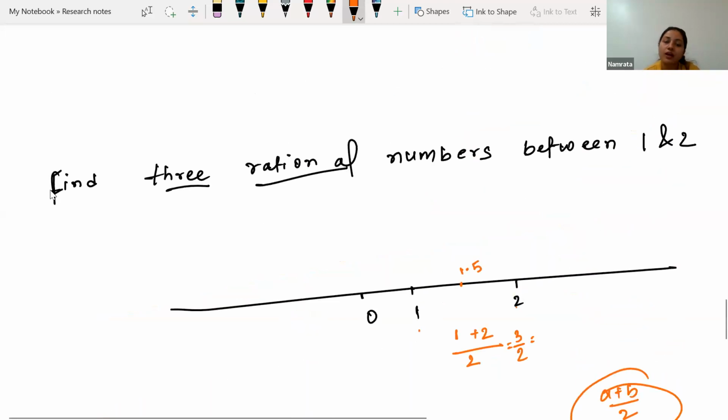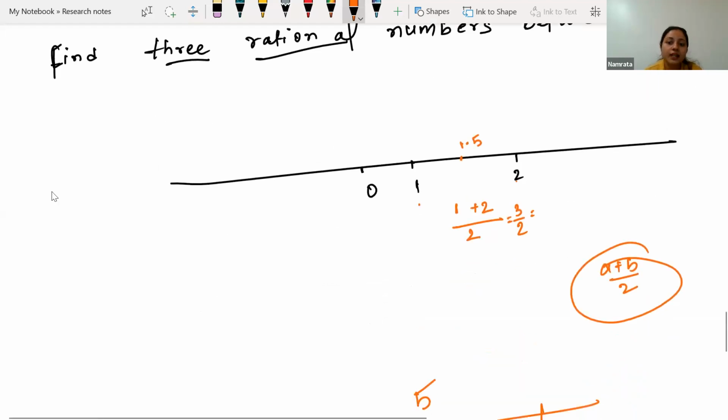Not only here, everywhere in mathematics, the teacher will say that A plus B by 2, or X1 plus X2 by 2, is the formula for finding the middle point, the middle number. So this formula only we are going to use over here also. When we are taking A plus B by 2, we got a middle number or the midpoint. That is 3 by 2 we got. I am writing it in terms of fraction only. So one of the rational numbers in between 1 and 2, we got 3 by 2.